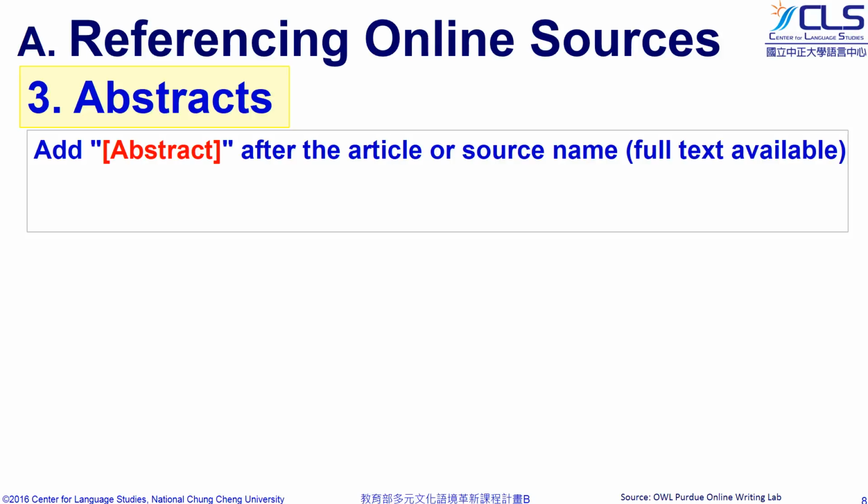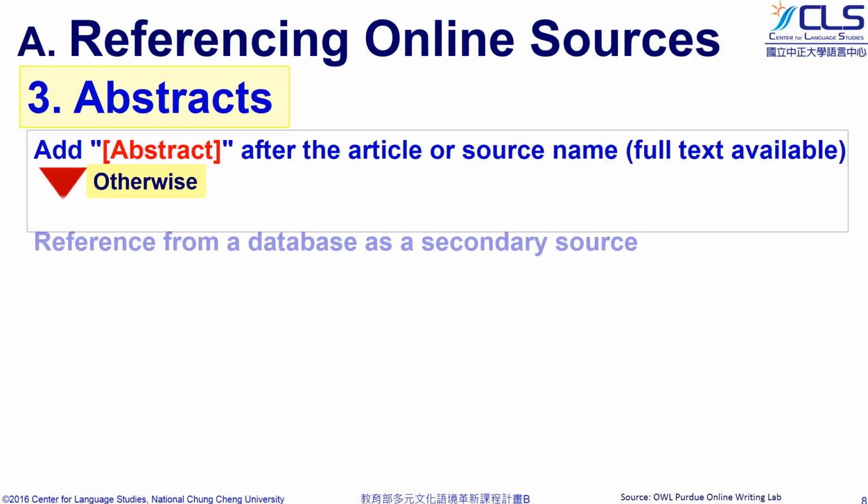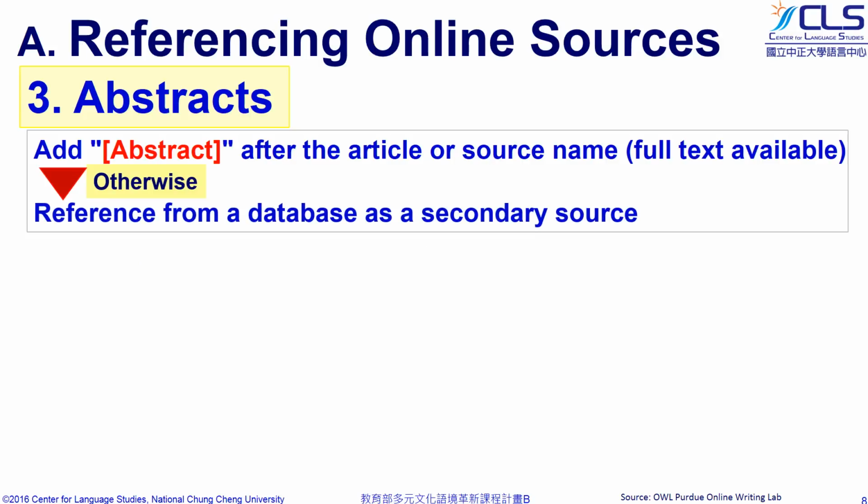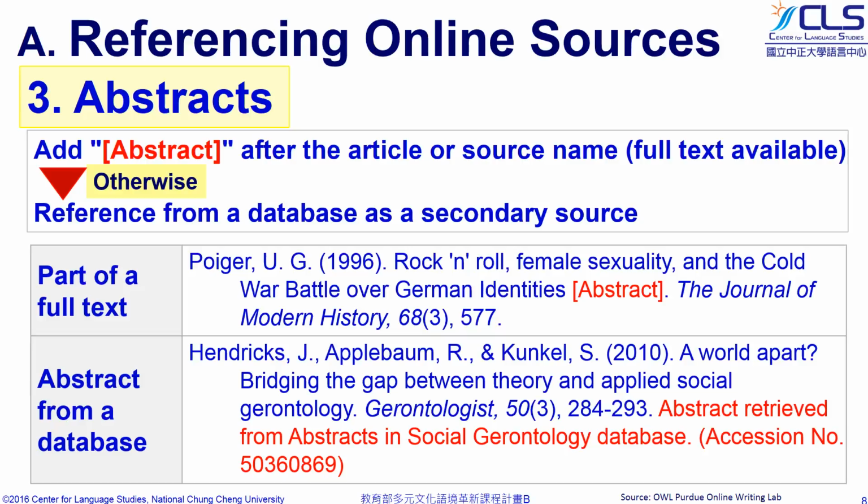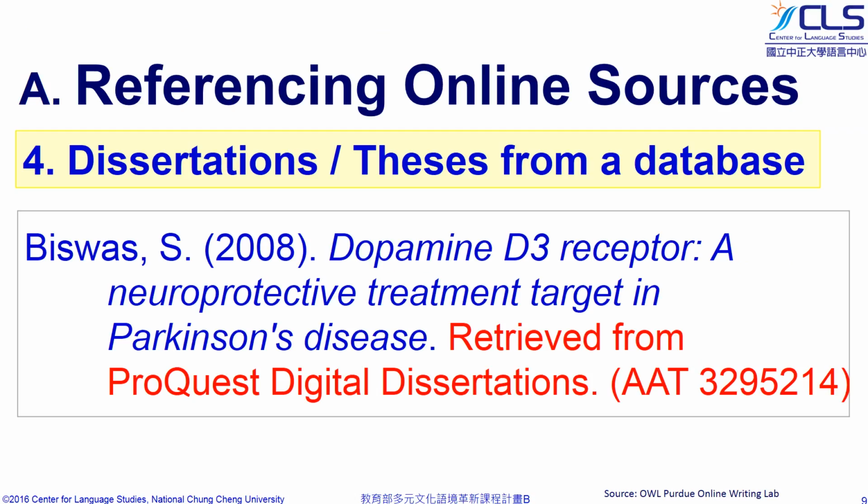The third type of online source is abstracts. When referencing abstracts where full texts are also available, add abstract in brackets after the article or source name. Otherwise, an abstract database should be referred to as a secondary source, which is specified at the end along with the assigned accession number. Similarly, when referencing dissertations or theses from a database, the retrieval information and the AAT number assigned to the source should be included in the end.